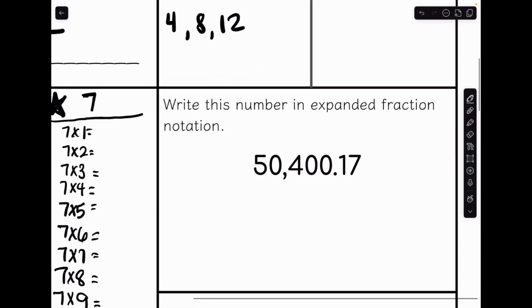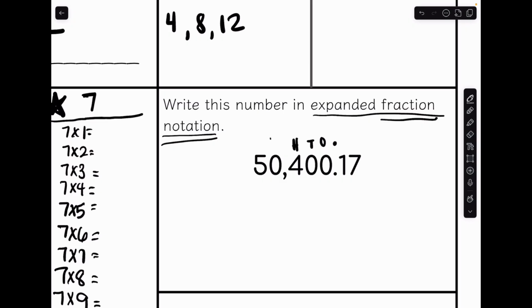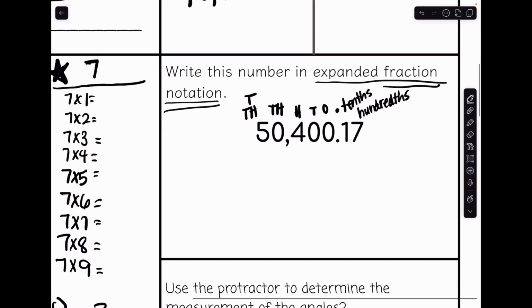Okay. Next, write this number in expanded fraction notation. Okay. Fraction notation is very important. First, always, always, always write your place value chart. So we have our ones, tens, hundreds, thousands, 10,000, and then tenths, hundredths. And when we're writing an expanded notation, remember we're stretching it all the way out.